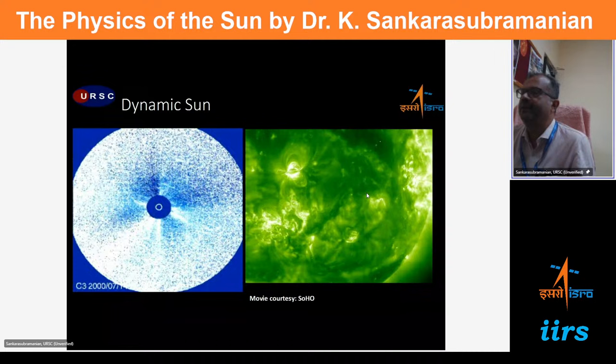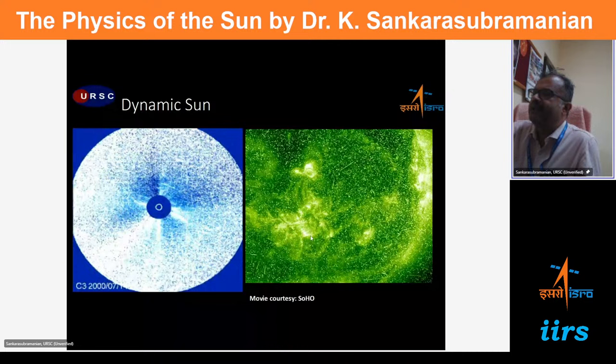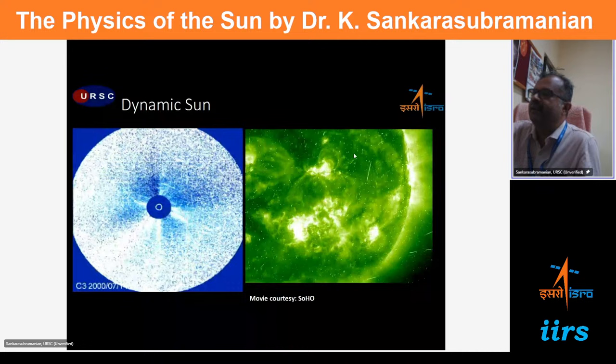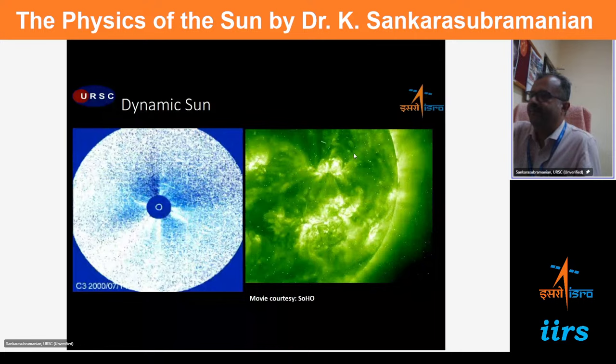And this movie, which is running currently, you can see a lot of flares which happen, a lot of dynamics in the active regions, and then all this salt and pepper what you see in the detector is nothing but the high energy particles which are coming and hitting the detector, which is looking at the sun. So that's the kind of dynamics you see in the sun.